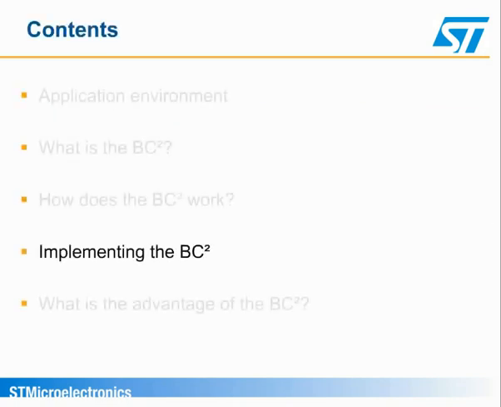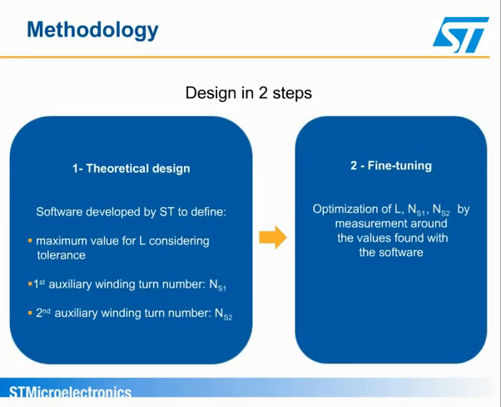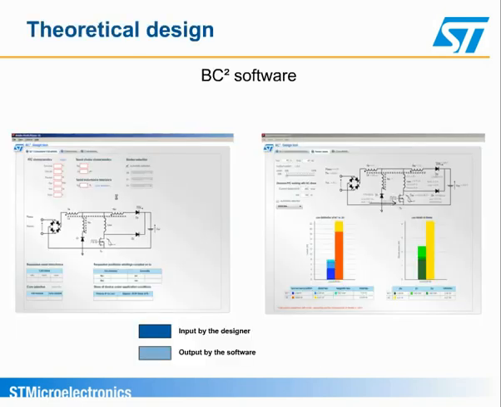As a relatively complex circuit, the BC squared must be designed according to a specific procedure. The BC squared is implemented in two main steps. The first step is the easier, as it consists of using a simple software provided by ST to calculate the values of the auxiliary components, L, NS1, and NS2. The second step is an experimental step consisting in fine-tuning the values of L, NS1, and NS2 to maximize the efficiency of the PFC. As previously mentioned, ST provides a simple software to obtain the values of the auxiliary components used for the BC squared.